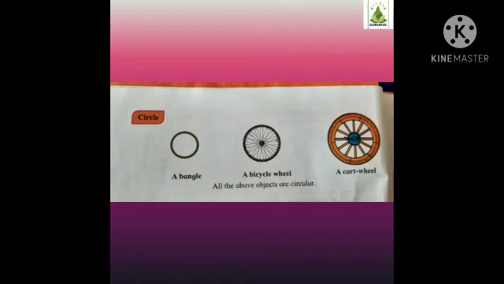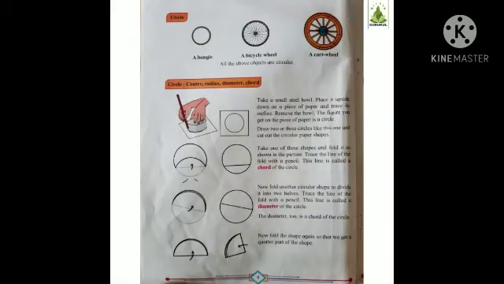What all the things can you see on this page? A bangle, a bicycle wheel, a cart wheel. My dear kids, if you observe carefully, all these objects look circular in shape.